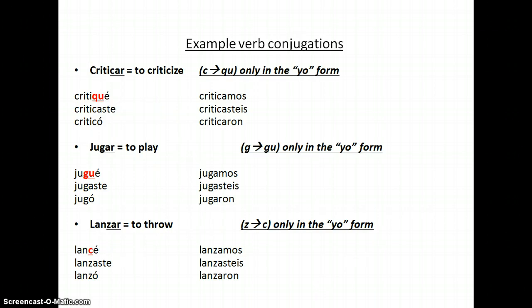Here are some examples of the conjugations, the whole conjugation. So the verb criticar, to criticize. Here's the change in the yo form, critiqué, and the rest of the verb is regular. The C does not change to QU. Jugar, to play. Jugué, the G changes to GU only in the yo form. The rest of the verb does not have a U in there. And then lanzar, to throw, is an example of a verb that ends in ZAR, and in the yo form the Z changed to C.